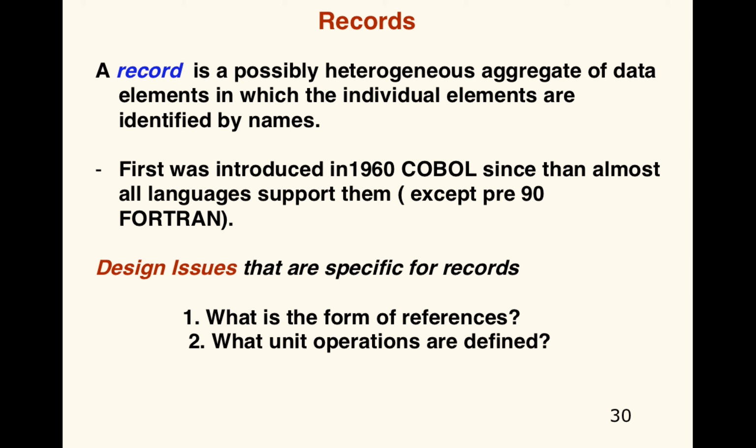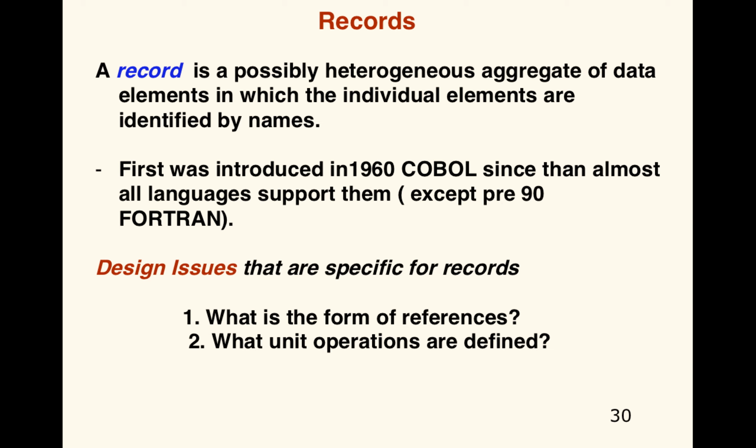So the record. What is the record? We all know in C, actually it is supported in C++, but it's really a C concept. The record is the struct. I'm saying struct, S-T-R-U-C-T, struct. So the record contains heterogeneous aggregates of data elements in which the individual elements are identified by names. So you could mix and match data in a struct.